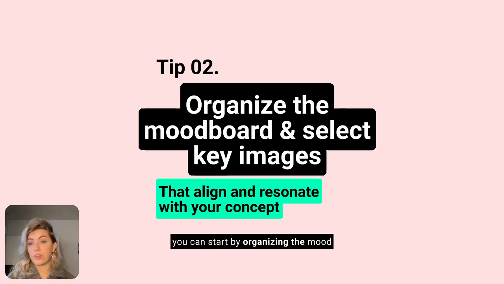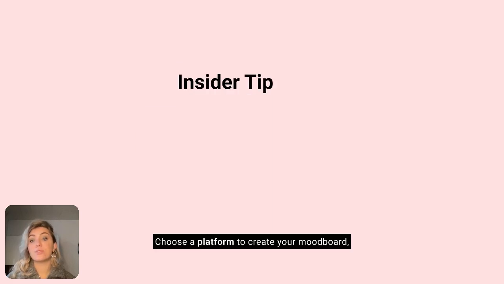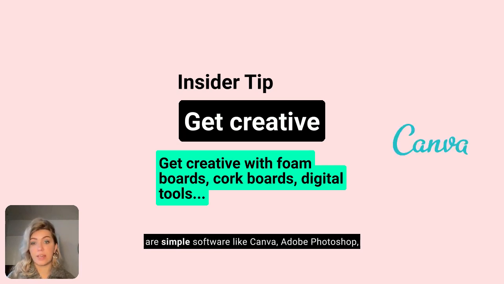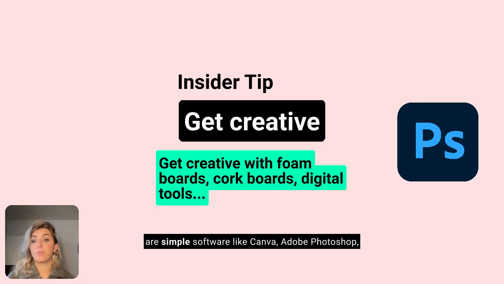Now that this is done, you can start organizing the mood board and selecting the key images. Choose a platform to create your mood board, whether it's a physical board or a digital tool. Physical options can include a cork board, foam board, or poster board, while digital options that I really like are simple software like Canva, Adobe Photoshop, or online mood board creators.